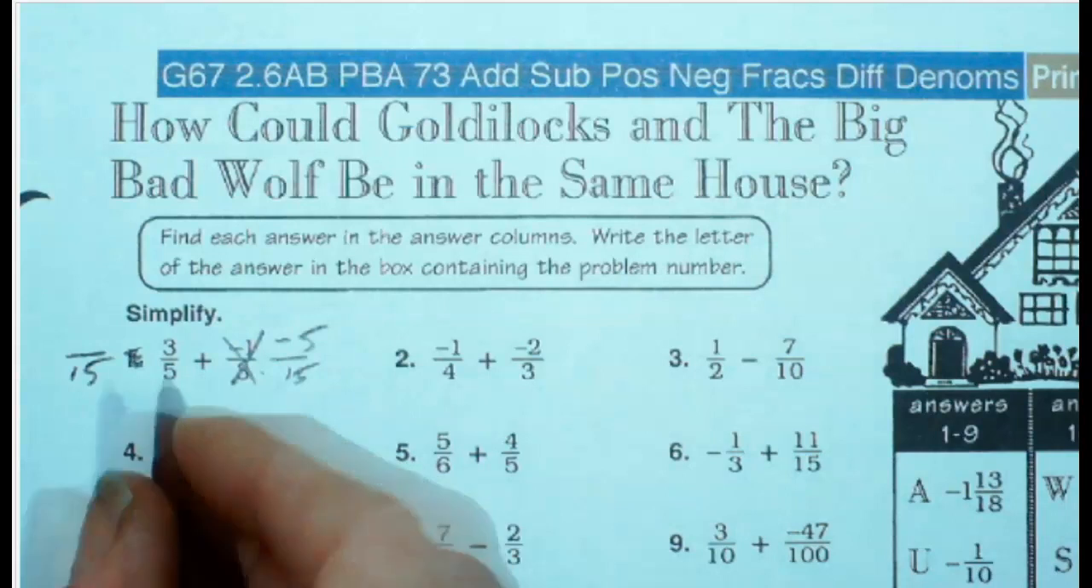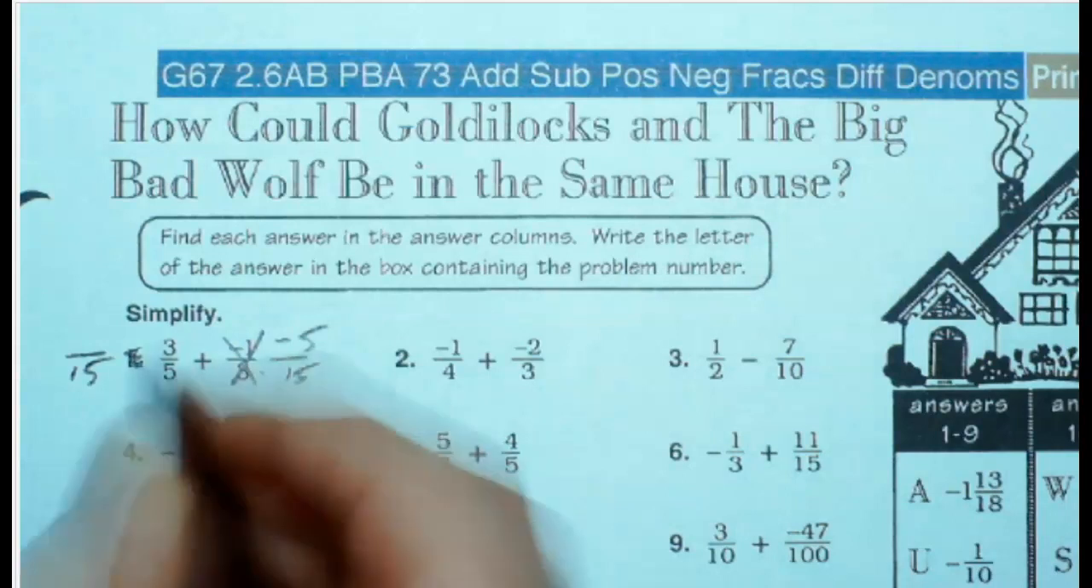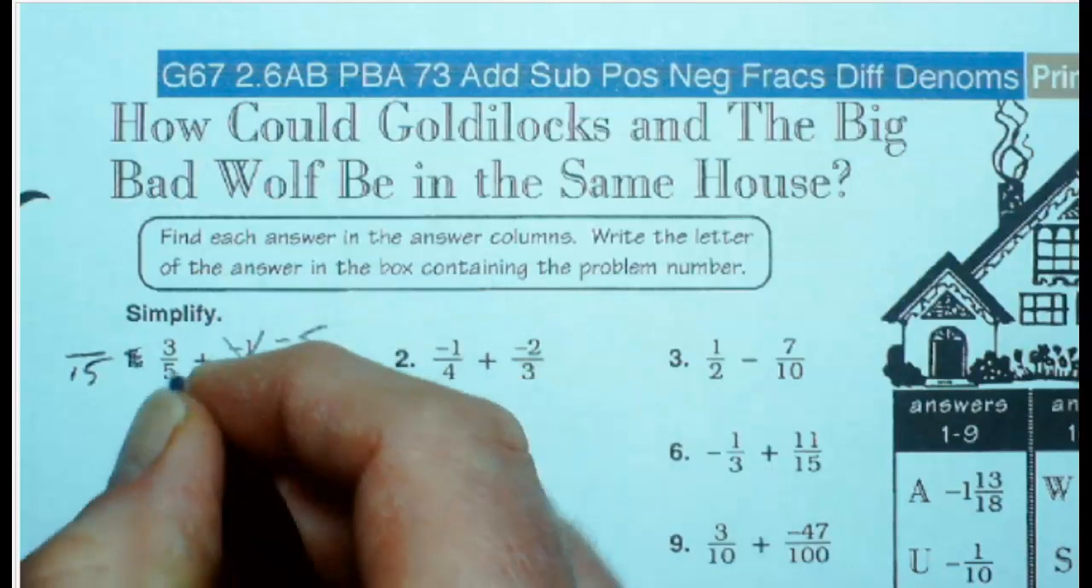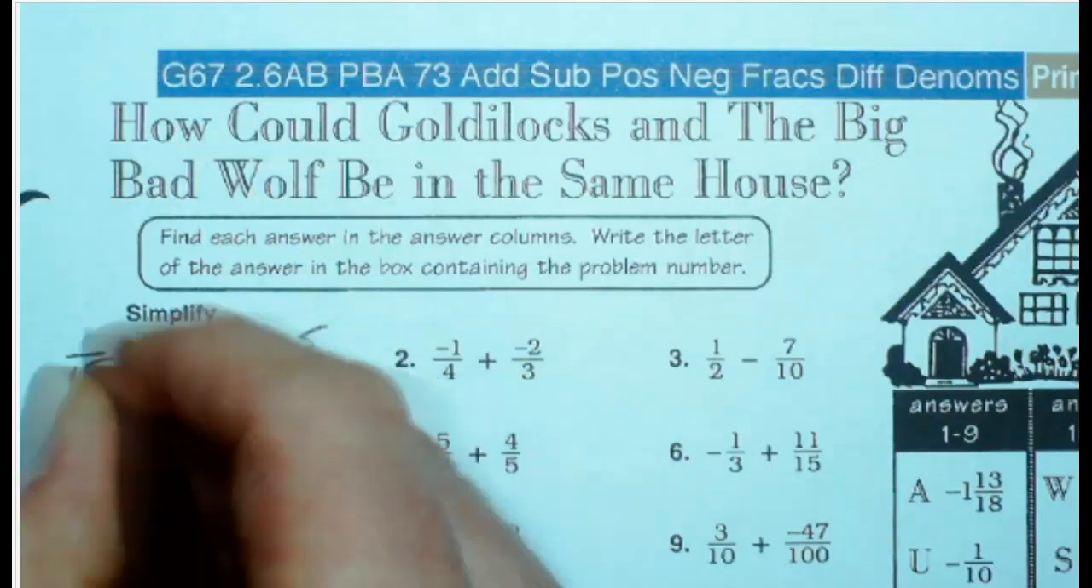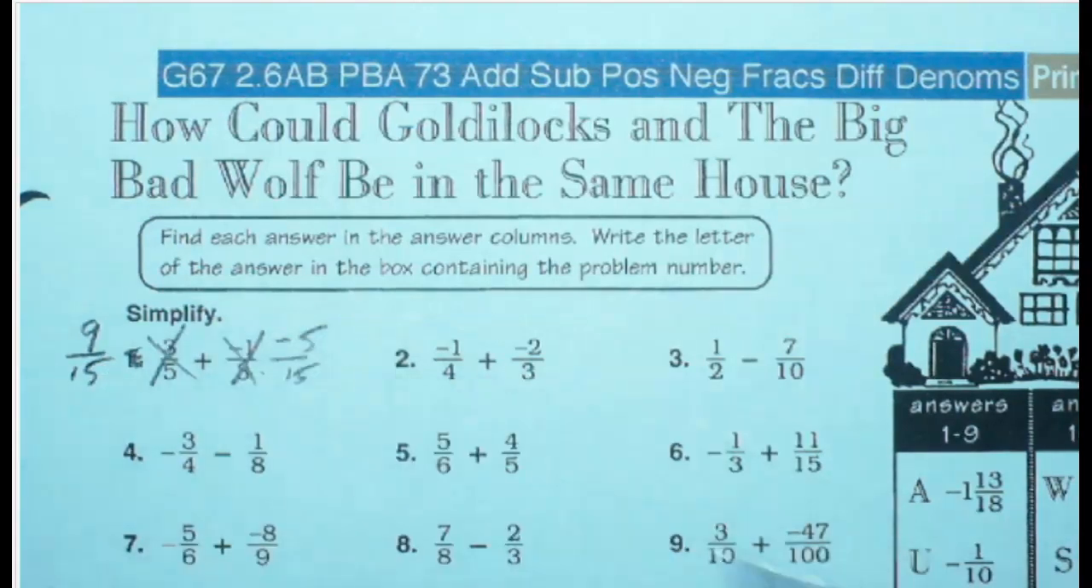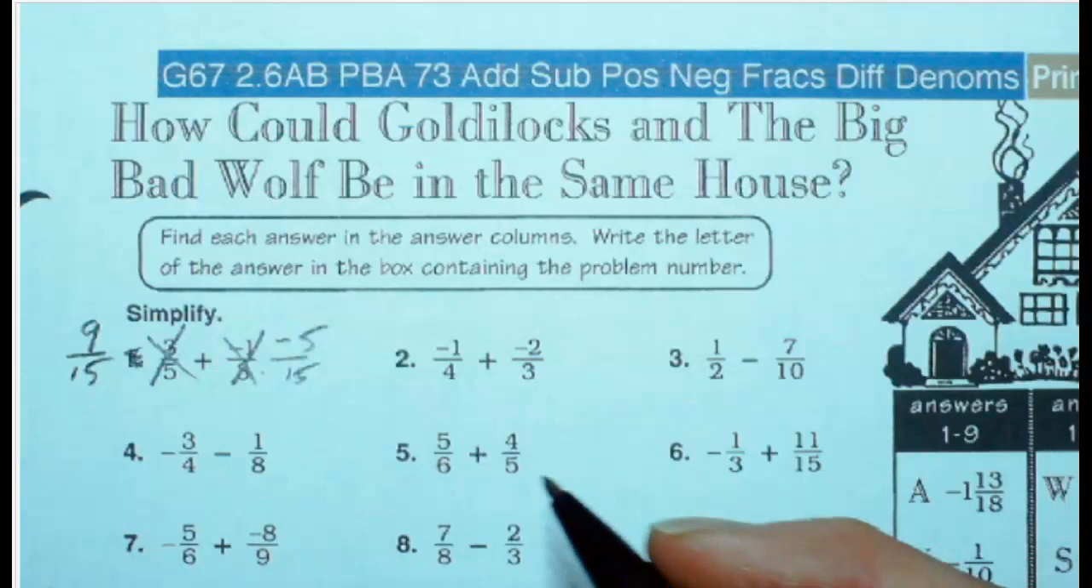This one here, 5 to 15, I'm going to have to take 5 times 3. So this one is going to have to be 3 times 5. Take this one, 5 times 3. And so this is going to be 3 times 3, which is going to give me 9/15. So I can cross this out. So now really what we have is 9/15 plus a negative 5/15.